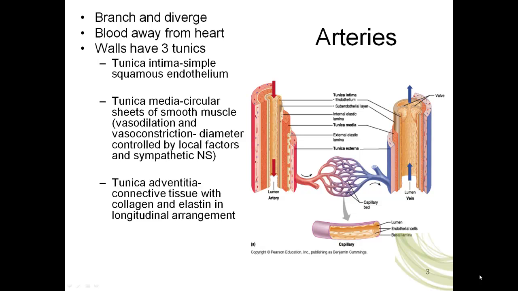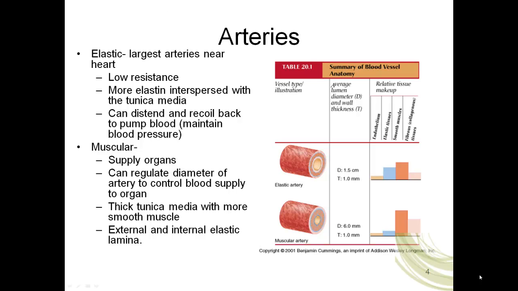The most external layer is the tunica adventitia, or tunica externa as it's called in some textbooks. This basically is connective tissue, and it has collagen and elastin arranged in a longitudinal fashion. So take a moment please to familiarize yourself or refamiliarize yourself with all of these layers. Now I'm going to go through the blood vessels vessel type by vessel type and tell you about their specific characteristics. Let's first start with the largest arteries that are closest to the heart.